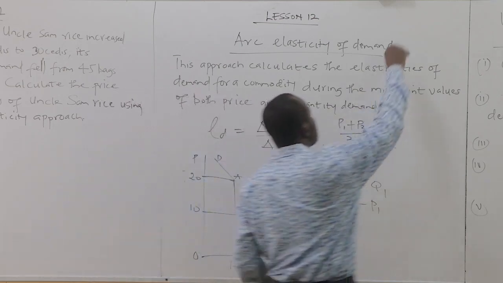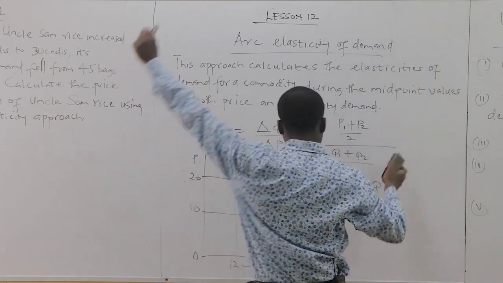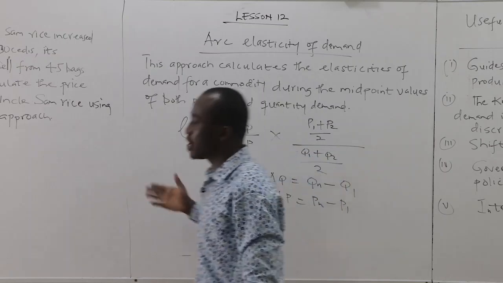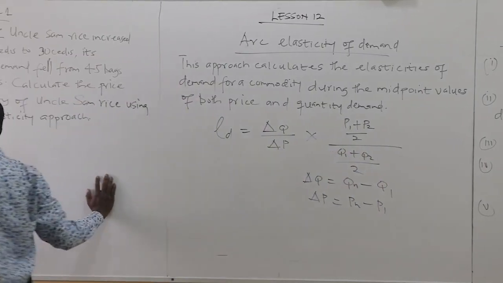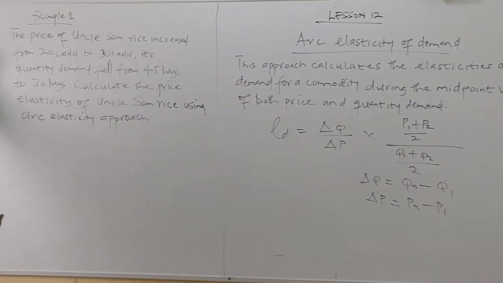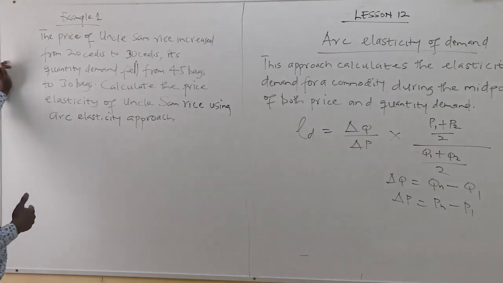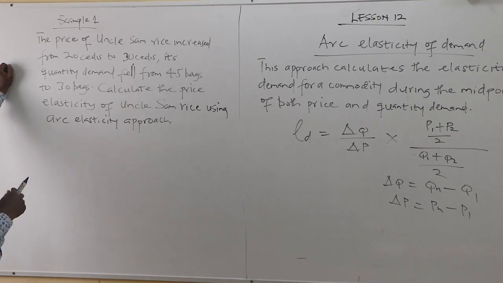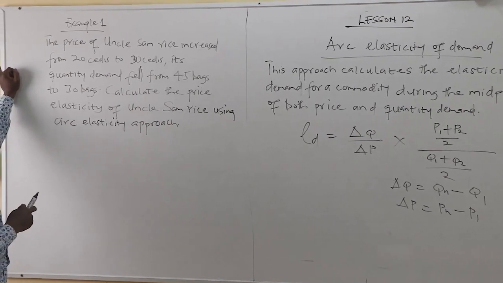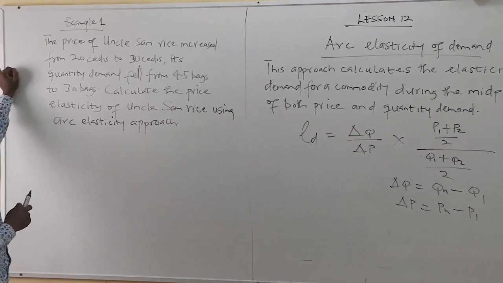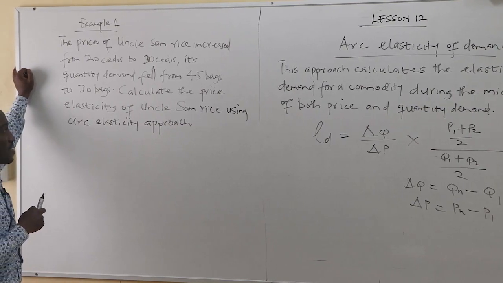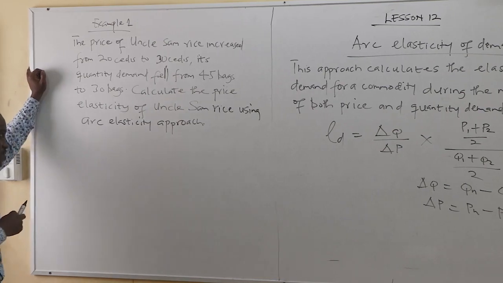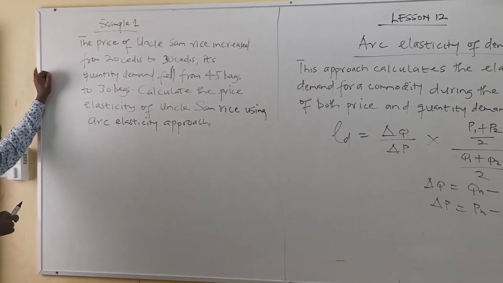So here, what do you see? Let's come here and use the same example we used. We are not going to use the point elasticity this time. Let me also go over example 1. The price of Uncle Sam rice increased from 20 cedis to 30 cedis. The quantity demanded fell from 45 bags to 30 bags. Calculate the price elasticity of Uncle Sam rice using the arc elasticity approach.